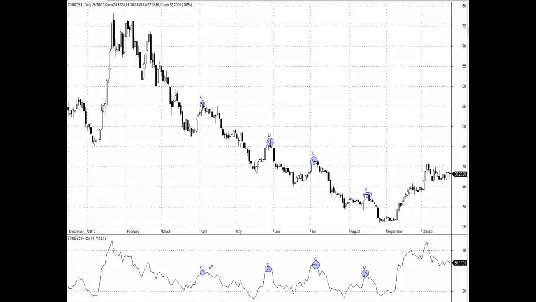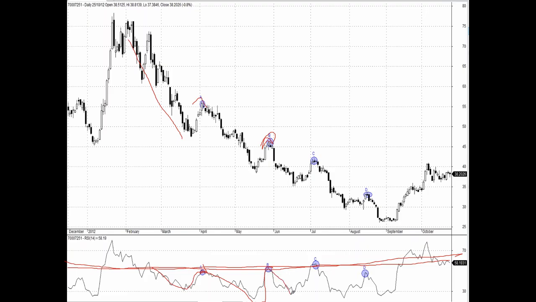Now for a downtrend, you see this is the 50 zone, and from an oversold territory price comes and reverses from the 50 zone. Then again it goes to the oversold territory, price comes and reverses from the 50 zone. Again it goes to the oversold territory, and again reverses from the 50 zone.